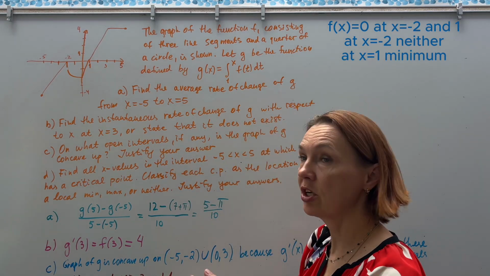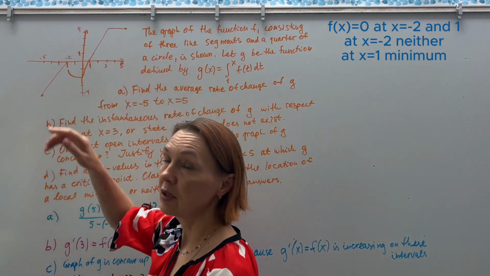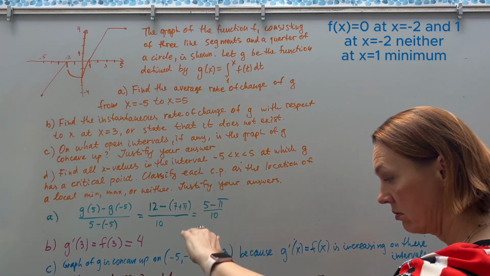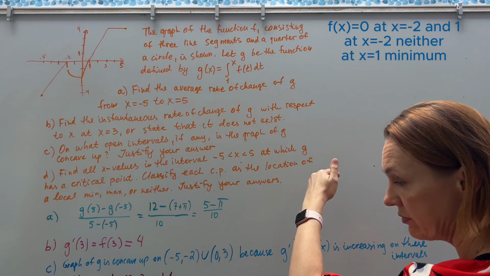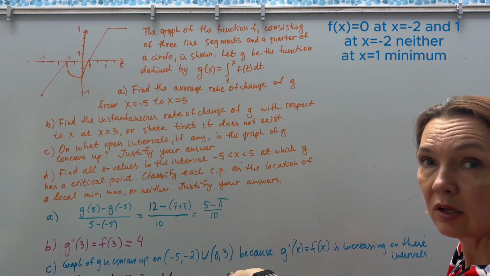And at 1, f changes sign from negative to positive. So f is negative, then f is positive. So graph g has a local minimum.